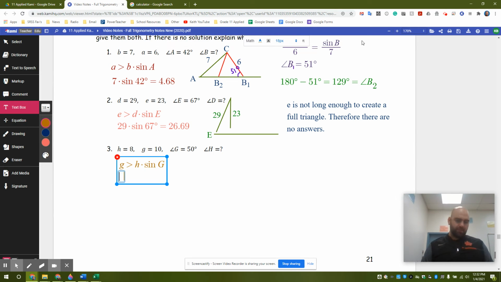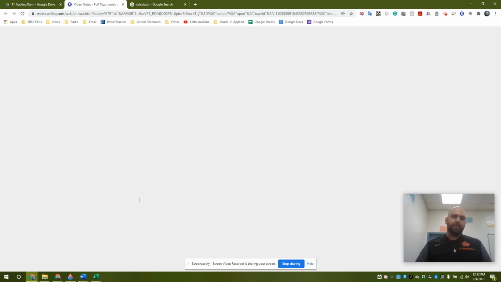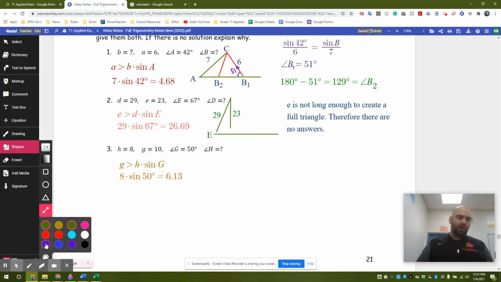And h is 8 times sine of 50 degrees, which equals, it's got to be at least 6.13. You'll notice that 10 is definitely there. 6.13, so it is most definitely there. Now this is a bit of a unique one as well, and I'll show you why in just a little bit. So I'm going to draw this out.